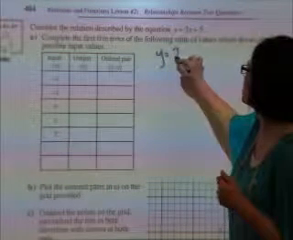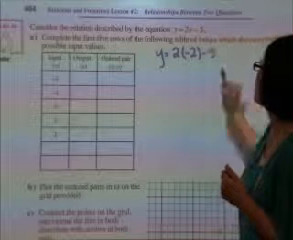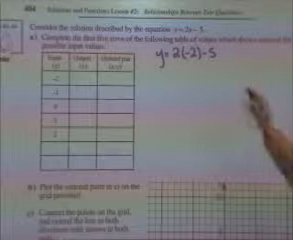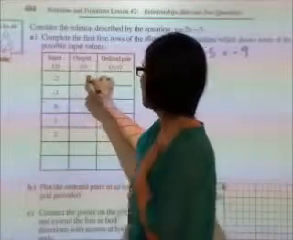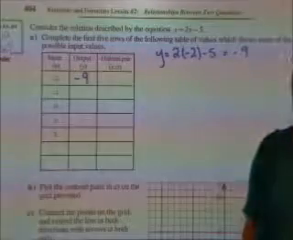So if we look at the first example, y equals 2x minus 5. We're given a list of inputs. So if x equals negative 2, I would substitute negative 2 in for x into my equation, and then I would simplify it. What is 2 times negative 2? And negative 4 minus 5? Negative 9. So my output would be negative 9. And what would my ordered pair be?